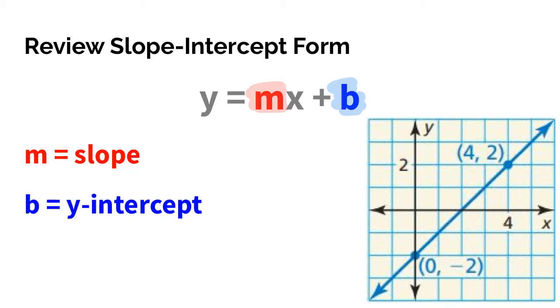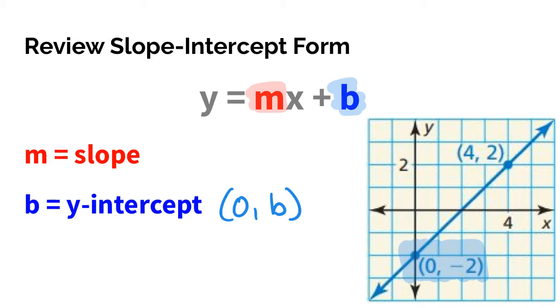So the y-intercept represents the value of y when x is equal to 0. So on my graph, that's going to be located here, (0, -2). And again, the y-intercept is also that point where my line crosses the y-axis, which is the vertical axis.